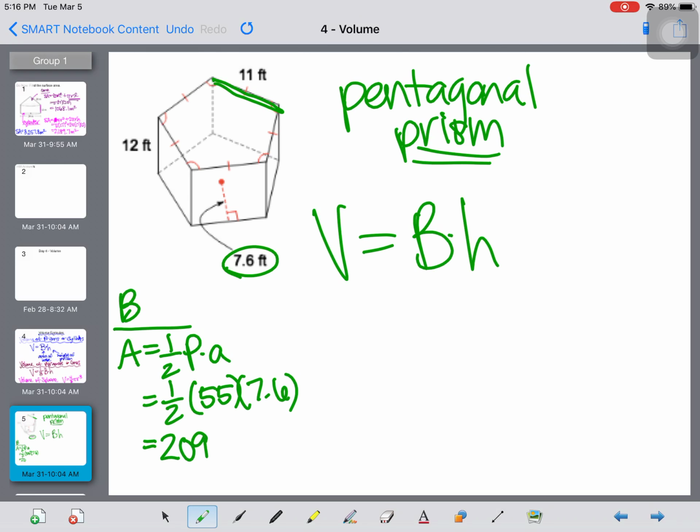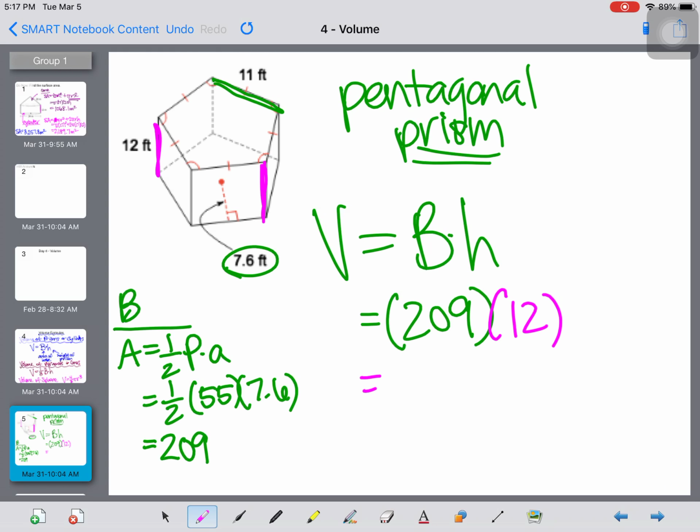Then you need the actual height of your prism. So how far apart are these two pentagons? Okay, and that is this 12 right here. So the actual height is 12. And then I'm going to do 209 times 12. And that gives me the volume. So 2,508. Your volume units are now cubed.